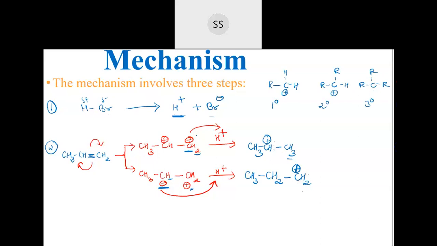Do you remember which of these was the stable one? Among these, which carbocation is more stable? Primary, secondary, or tertiary? Yes, tertiary is more stable. Why? Because we have many groups donating electrons towards the carbon. So the stability of tertiary carbocation will be more than secondary, and secondary more than primary, because here there are three groups that can stabilize it by donating.